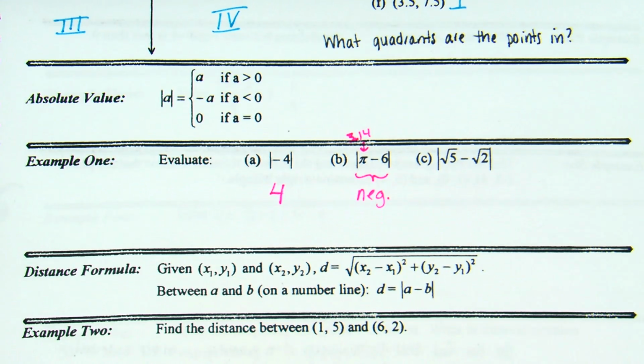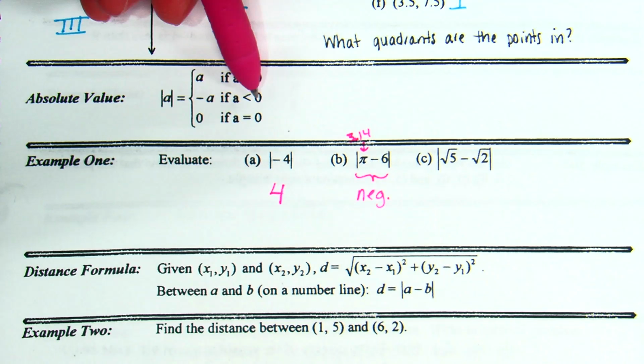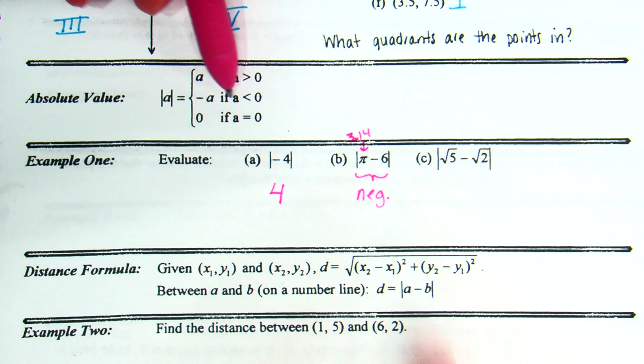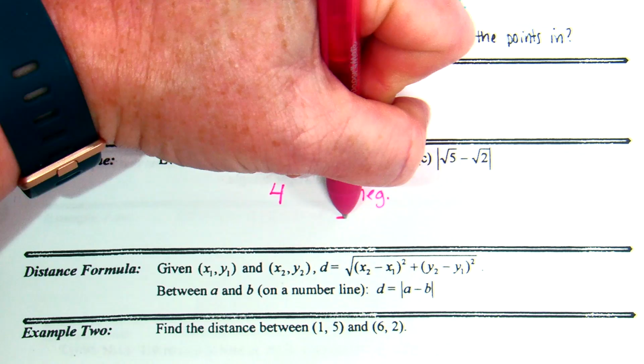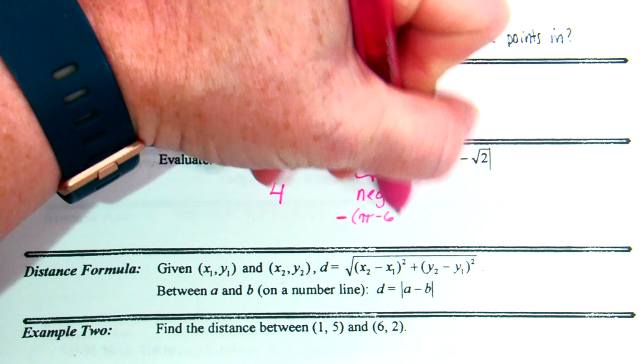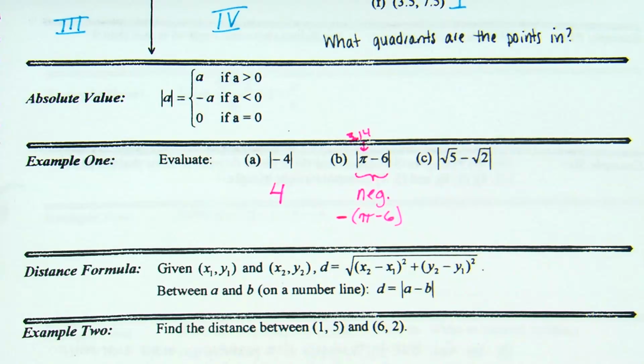Does that make sense? So this is where that definition earlier comes in, if A is less than 0. So my value is negative. It is less than 0, right? So that means we're going to do the opposite of A, which means I'm doing the negative of pi minus 6. Because pi minus 6 was a negative value, a value less than 0, we're going to do the opposite. And what is the opposite of pi minus 6? Multiply everything by a negative, and it becomes negative pi plus 6.